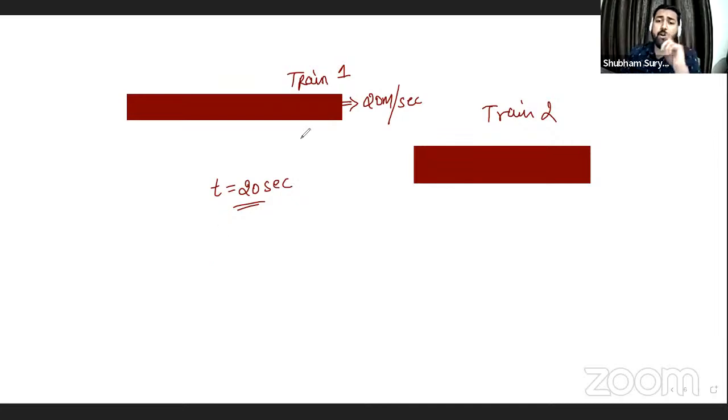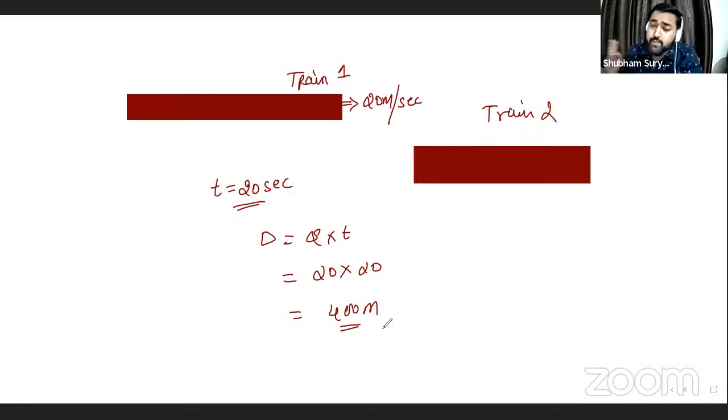तो ट्रेन 1 को ट्रेन 2 को क्रॉस करने में कितना टाइम लग गया? 20 सेकंड्स लग गया. मतलब डिस्टेंस इज इक्वल टू व्हाट? स्पीड इनटू टाइम. आपकी स्पीड थी 20 meters per second, आपका टाइम भी था 20 seconds, मतलब 400 meters. सो ट्रेन 1 ने जब ट्रेन 2 को क्रॉस किया तो उसने कितनी दूरी ट्रेवल की? 400 meters की. सो इज 400 meters द लेंथ ऑफ द ट्रेन 1? नो, इट इज नॉट. 400 meters is the sum of the length of train 1 plus length of train 2.